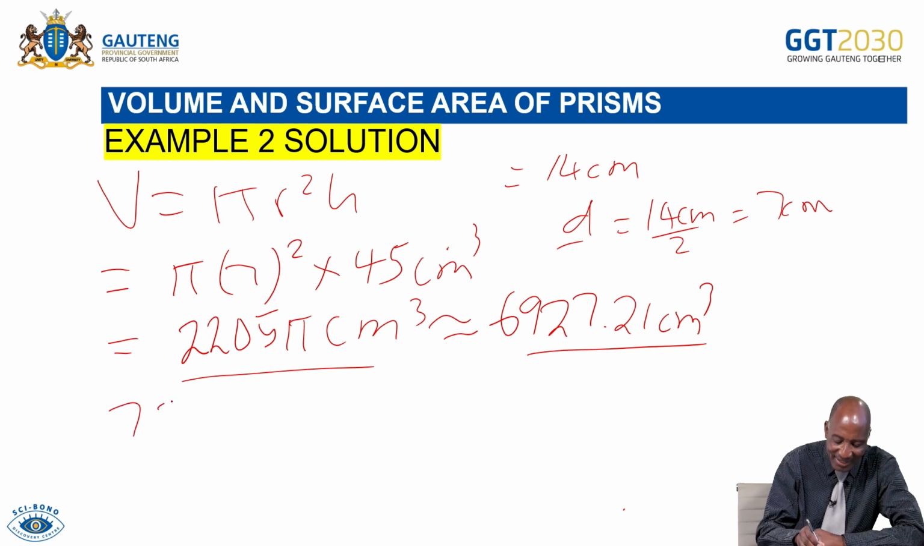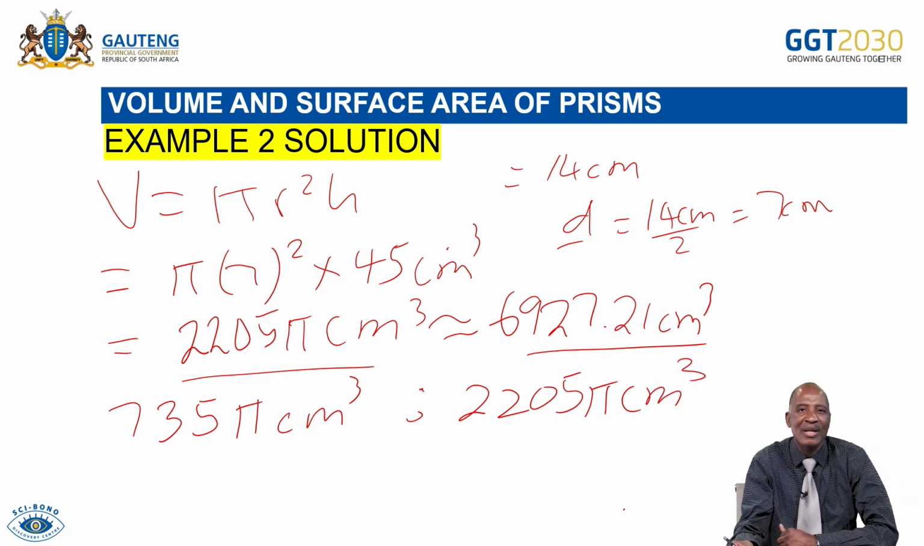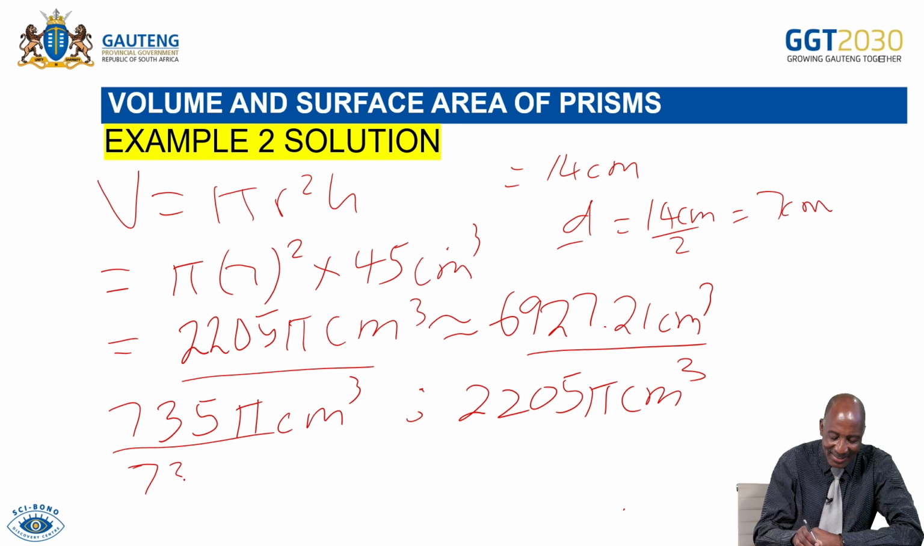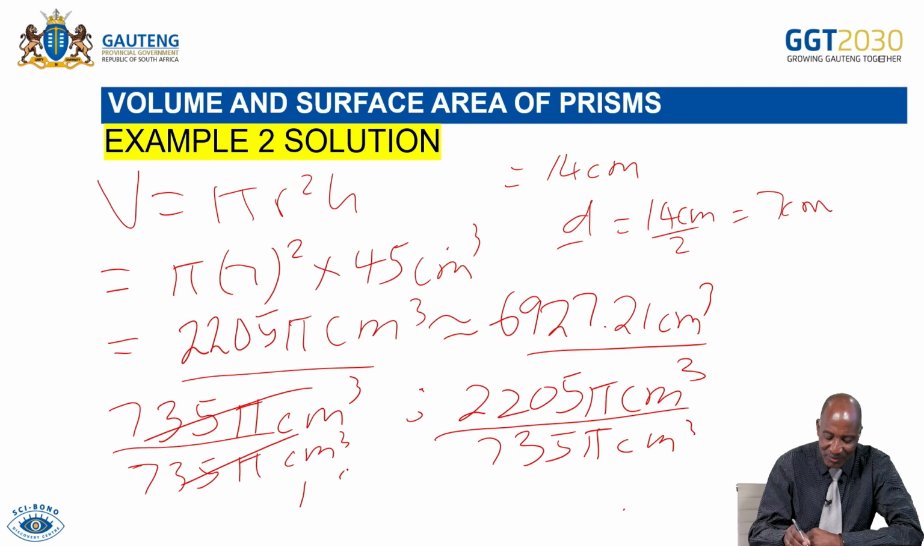Remember, your first volume, I'm going to take the original. The first volume was 735 pi centimeter cubed. Is to the new volume, 2,205 pi centimeter cubed. I want to compare those two. I don't want to compare decimals because I have rounded off. I'll work rather with the originals. When I divide both sides by 735 pi centimeter cubed, these will divide and go. I'm left with 1 is to 2.